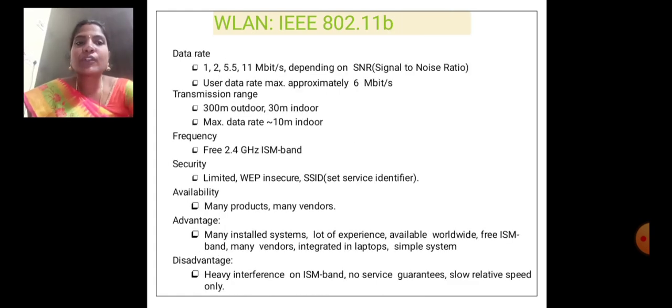Next type, 802.11b standard. The features are data rates 1, 2, 5.5, 11 megabits per second depending on the signal to noise ratio. It uses data rate approximately 6 megabytes and transmission range from 300 meters outdoor and 30 meters indoor. Frequencies, it is using 2.4 GHz ISM band.